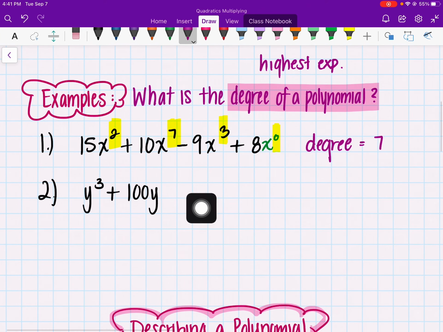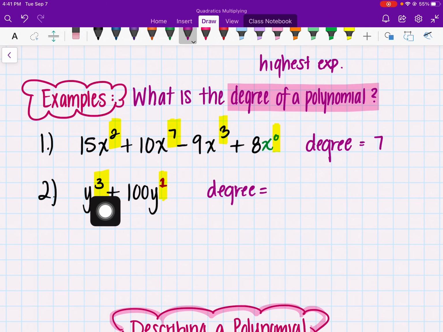So let's go ahead and do the same thing on the other one. This one here, we have y cubed plus 100y. The y here does have an exponent of 1. And once again, we're taking a look at our exponents here, seeing which one's the highest. And the highest in this case represents the degree of the polynomial. So in this case, the degree of the polynomial would be 3.